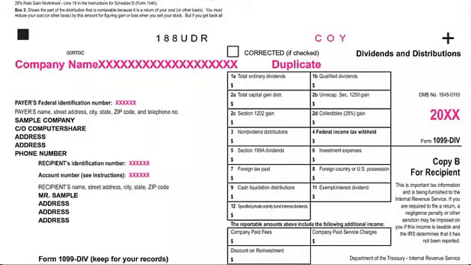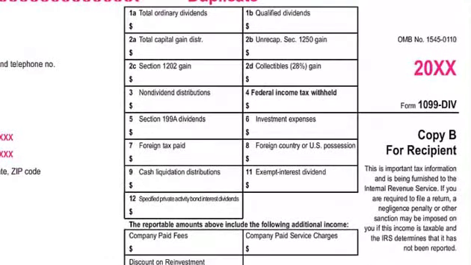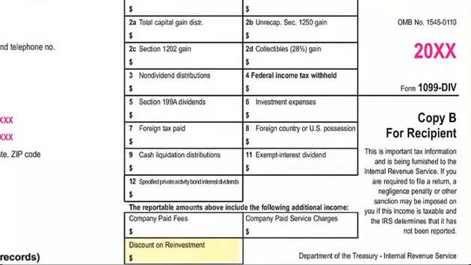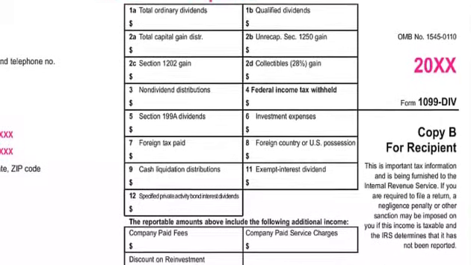Although other boxes could contain reportable values, most of the forms Computershare issues to holders only contain information in boxes 1A, 1B, 4, 5, the box titled Company Paid Fees, and Discount on Reinvestment. So this video will focus on those amounts. Let's have a look at each one.